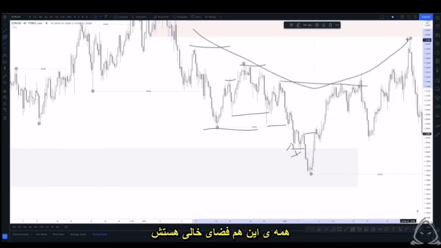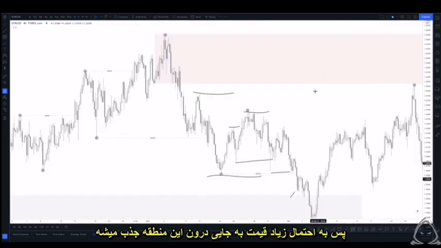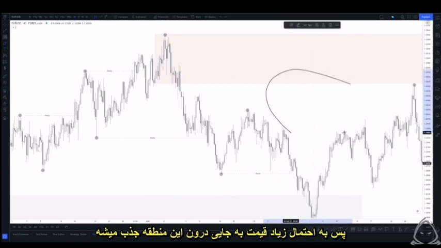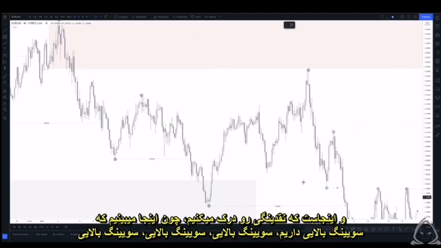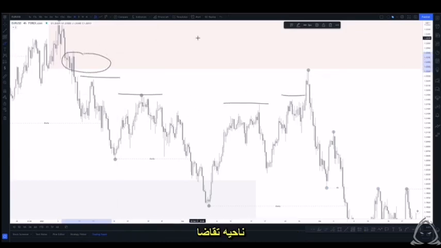This is all void as well. So chances are we have a high probability that price is likely going to gravitate somewhere in this area. This is where we pair market structure, and this is where we pair supply and demand zones, and this is where we understand liquidity, because what we can see is we have swing highs, swing highs, swing highs, swing high. Supply zone, and then what is this above? It's a daily supply zone.